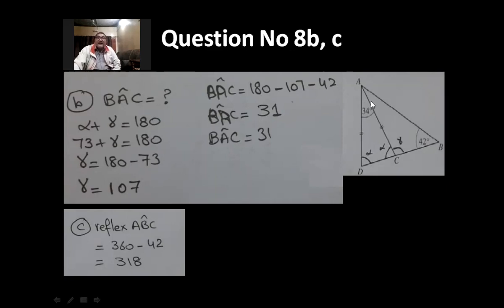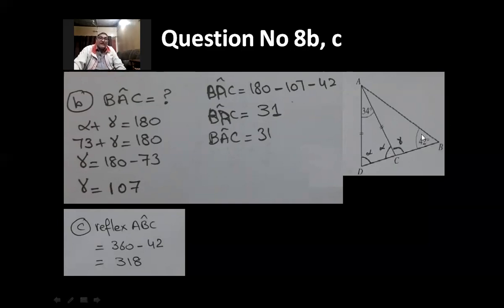BAC is this angle. BAC is the question. Because these two alphas, when added, make a 90-degree angle. So I said 90 degrees. They are making a straight line, so their sum will be 180.